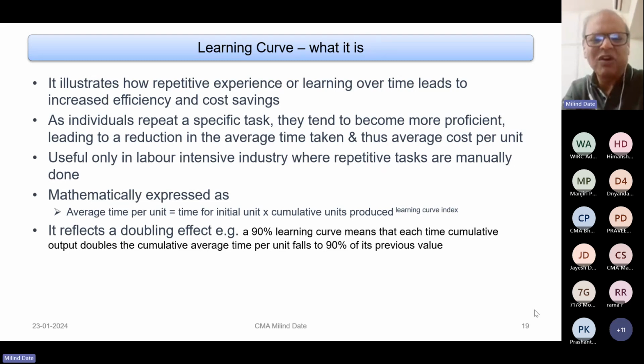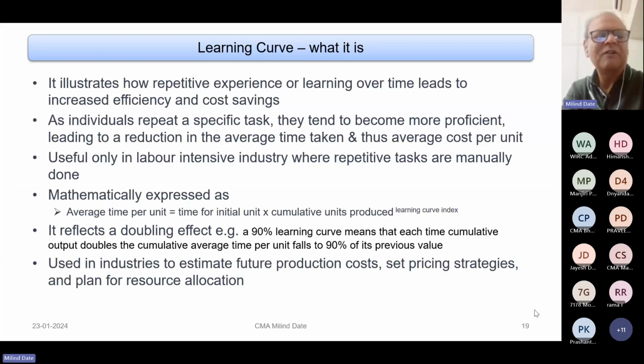It is largely a theoretical model based on a lot of assumptions. With automation and technology, this concept is losing its shine, no doubt. So let's directly jump on to an MCQ for this.